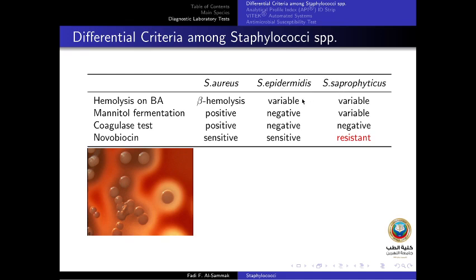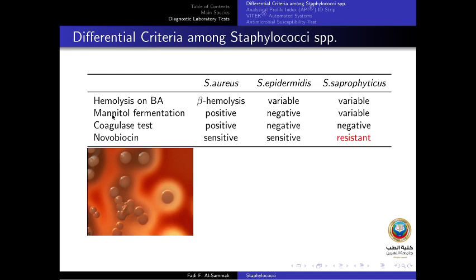What do we mean by variable? Actually, it means it can be either non-hemolytic, or it can be alpha hemolytic or beta hemolytic. So therefore it is variable depending on the species and the strain at hand.